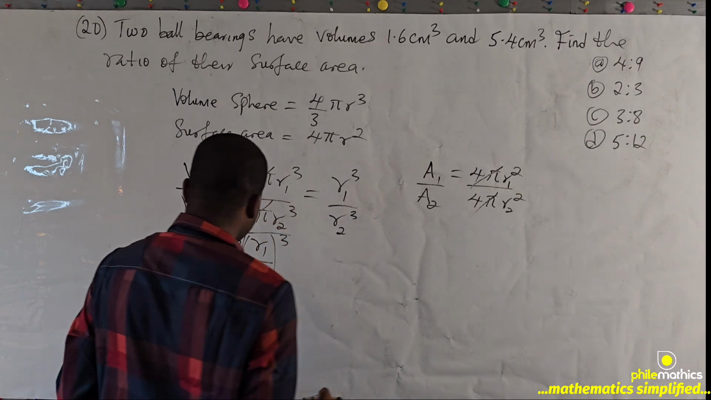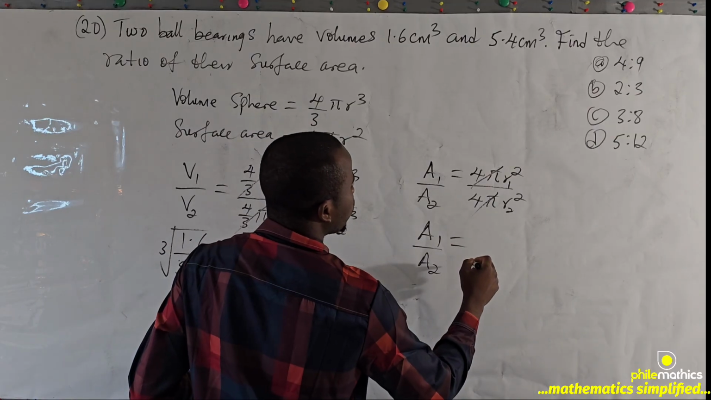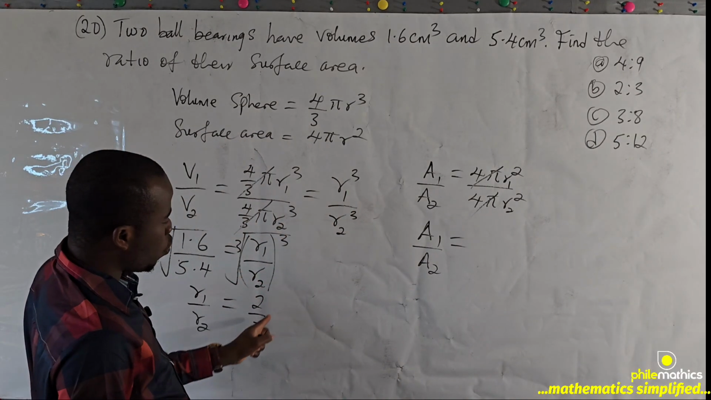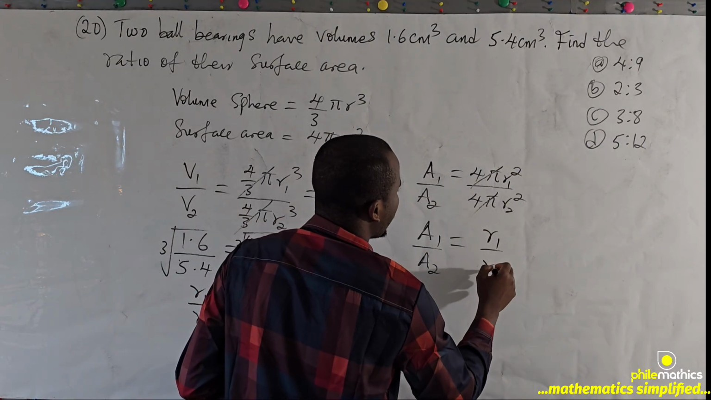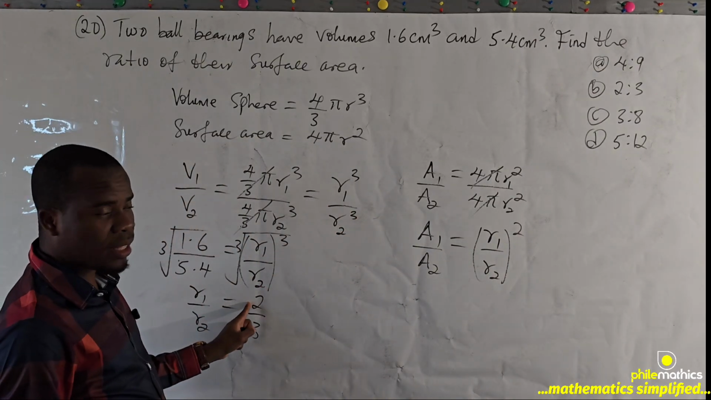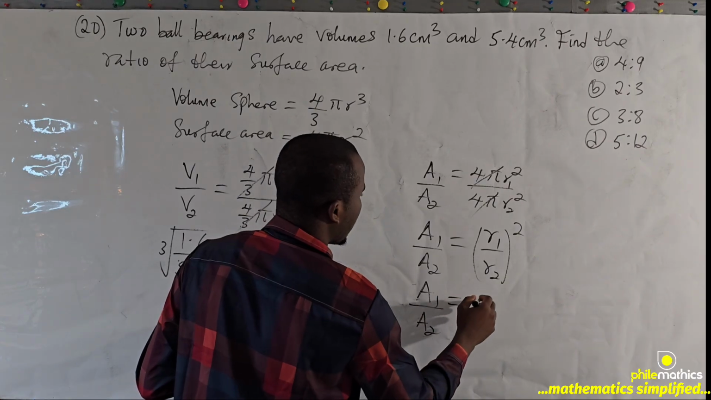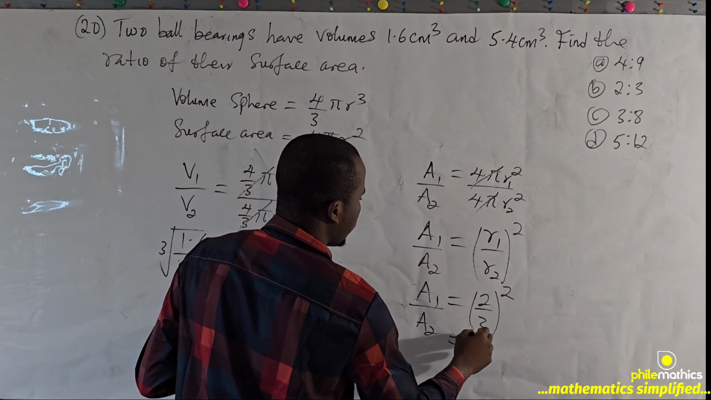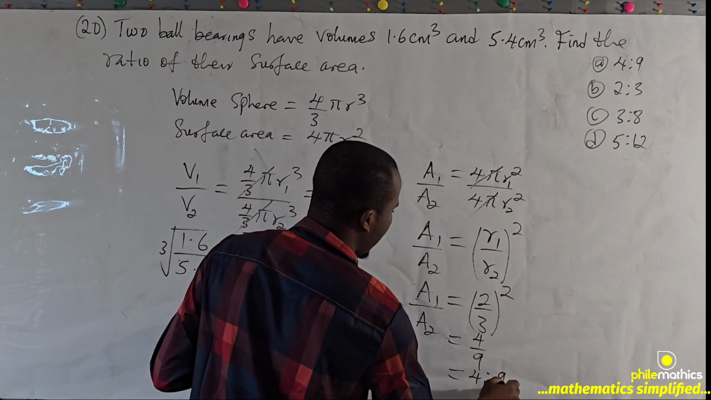And so area 1 over area 2 will give us, since the ratio of radii is 2 over 3, from laws of indices, r1 over r2 all squared, and we have gotten the ratio as 2 over 3 here. So the ratio of the surface areas will be 2 over 3 all squared. This is 4 over 9, and in ratio form it is 4:9.